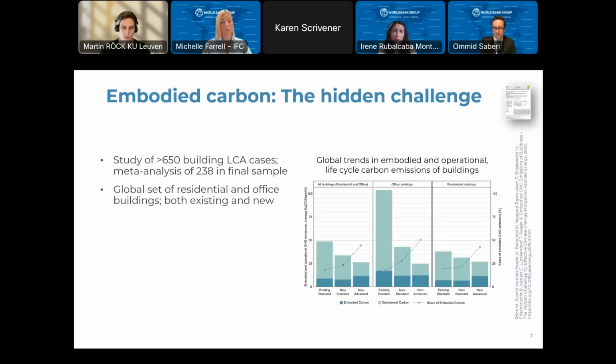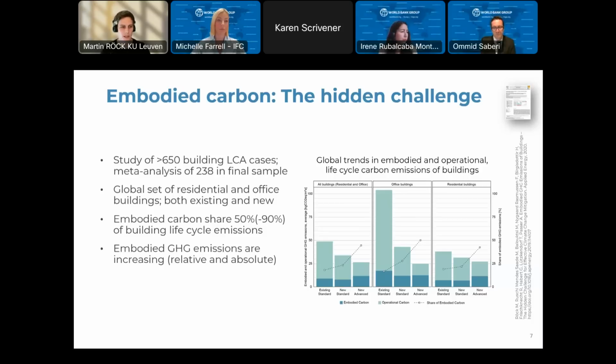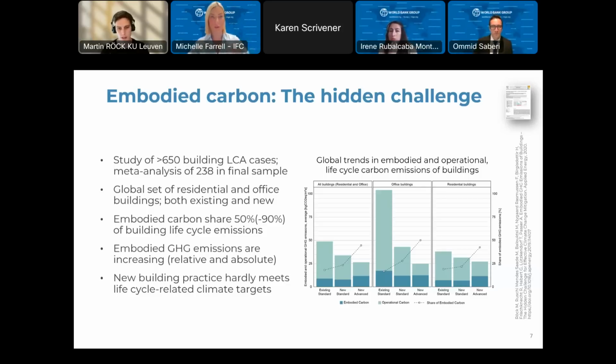But also in absolute terms, we see that embodied carbon has increased, especially for new and new advanced buildings, compared to what we previously saw in the construction of existing buildings. So embodied carbon in new buildings really has a share of 50% or more of building life cycle emissions. They have increased both relative and absolute terms. And for new buildings, it's really difficult to meet life cycle related climate targets. Some countries do already have life cycle related climate targets for buildings in place. Switzerland, for example, is one of those countries where they have target values in place. Denmark even has regulation in place that new construction projects have to meet.